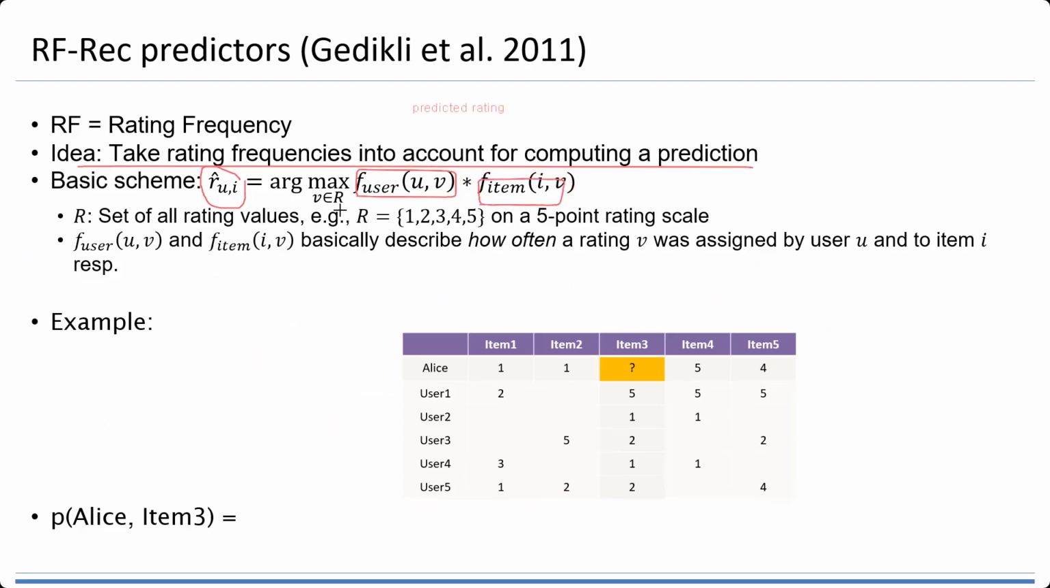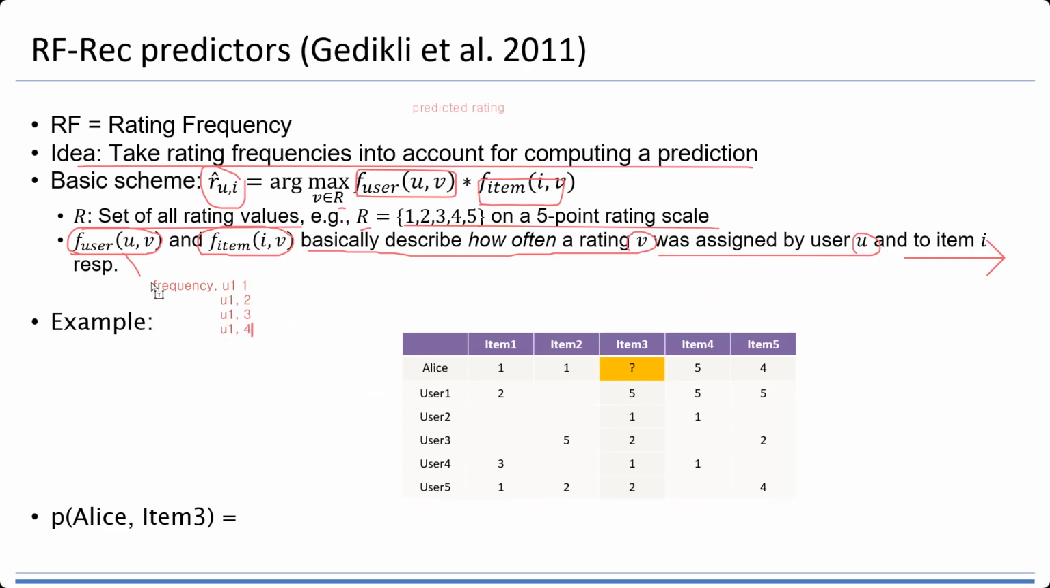What will be this one? Okay, let's look one by one. R means the set of all rating values. So R is 1, 2, 3, 4, 5, which is a 5-point rating scale. And then F user, U, V, and F item, I, V, describe how often a rating V was assigned by user U and to item I. Maybe it is a little bit complicated. Just simply like this: I want to know the frequency when the user U gives rating V. For example, I want to know the frequency user 1 gives rating 1, rating 2, and rating 3, and so on.